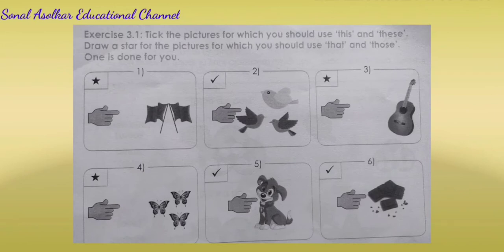Exercise 3.1. Tick the pictures for which you should use this and these. Draw a star for the pictures for which you should use that and those. So we have to tick the second picture because these are birds. Then we have to star the third picture because that is a guitar. After that we have to star the fourth picture because those are butterflies. Then we have to tick the fifth picture because this is a dog. Then we have to tick the sixth picture because these are chocolates.